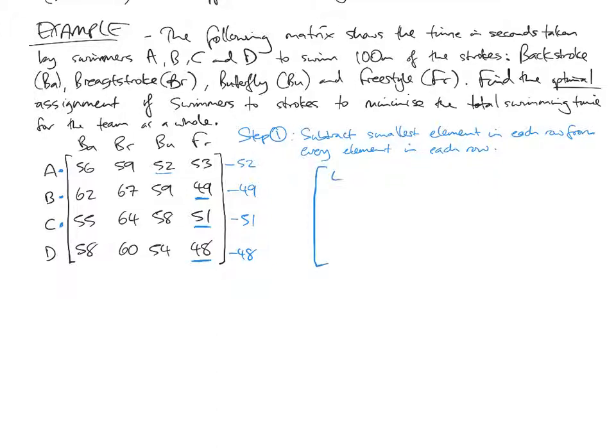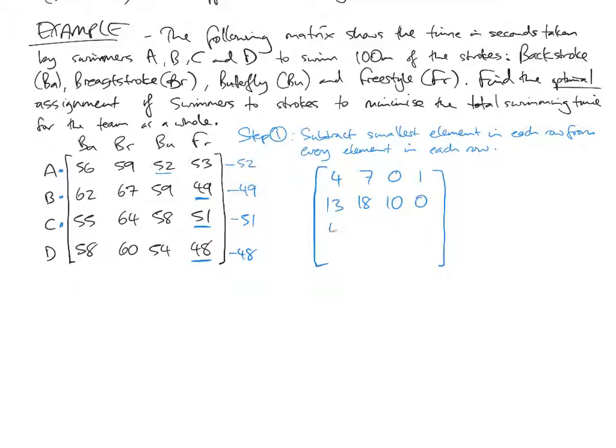To show the result of step 1, I draw another matrix here. 56 take 52 is 4. 59 take 52 is 7. 52 take 52 results in 0. 53 take 52 results in 1. First row done. 62 take 49 is 13. 67 take 49 is going to be 18. 59 take 49 is going to be 10. 49 take 49 is going to be 0.